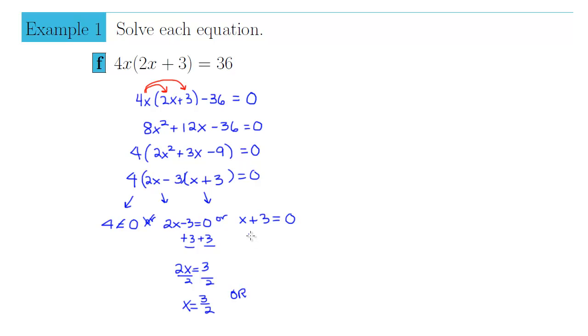There's also one more answer, and that comes from the factor x plus 3 equals 0. To solve for x here, we subtract 3 on both sides. So that tells us x equals negative 3 is another solution to this quadratic equation. Writing these as a solution set, the answers are negative 3 and 3 halves.